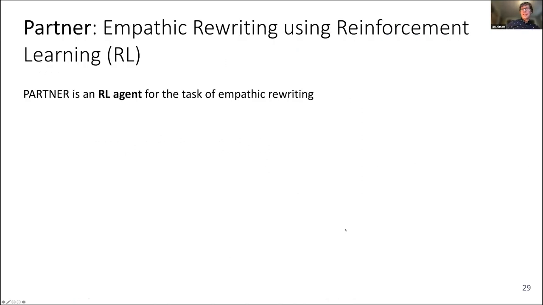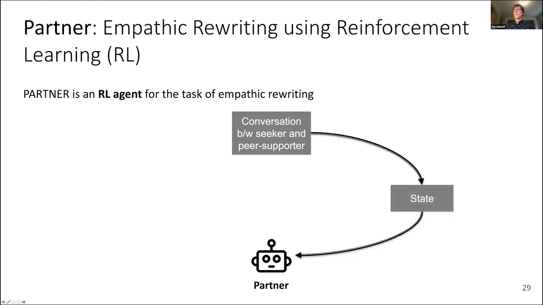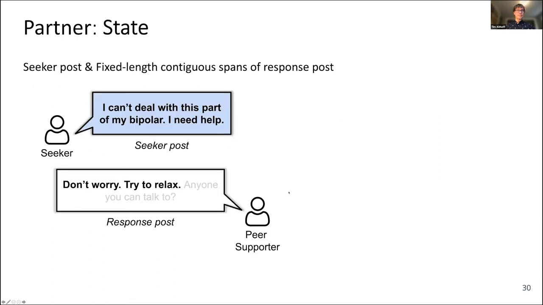So now let me tell you how we can start to give feedback. This is a system based on reinforcement learning that we were also very happy with, got the WWW Best Paper Award last year, which we're very thankful for. So we built a system called Partner. On a high level, we have this conversation between a seeker and a peer supporter. We will encode this in a state. Based on the state, Partner will suggest certain rewriting actions, and based on the output of those, that agent will get rewards for training. I'll tell you now about each of these parts.